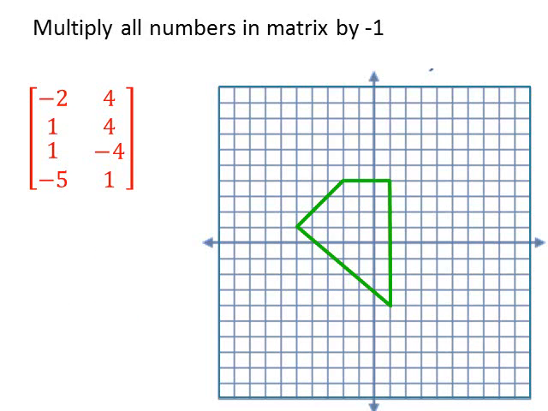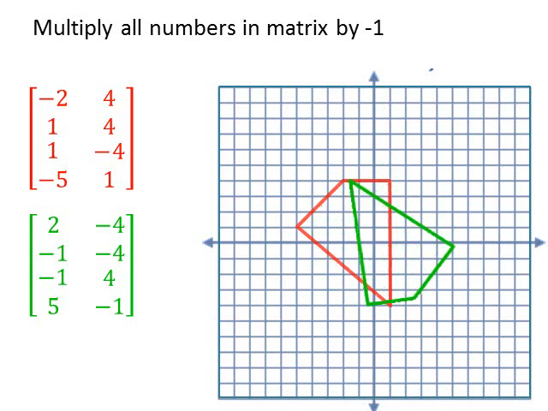Okay, so I already multiplied the first column by -1. I already multiplied the second column by -1. What happens when I multiply both columns by -1? And that's what the new matrix looks like. And when I draw that shape, the green shape, you can see what happens. What happens when I multiply all the numbers in the matrix by -1 is I have a rotation of 180 degrees.